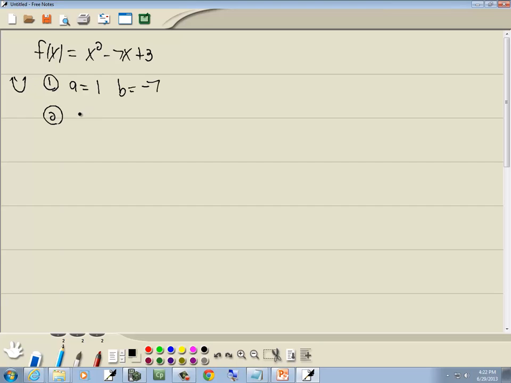Step 2, take the values we just found, plug them into negative b over 2a, and simplify. So we got negative negative 7 over 2 times 1. Negative negative gives us a positive 7, 2 times 1 is 2, so we get 7 halves.